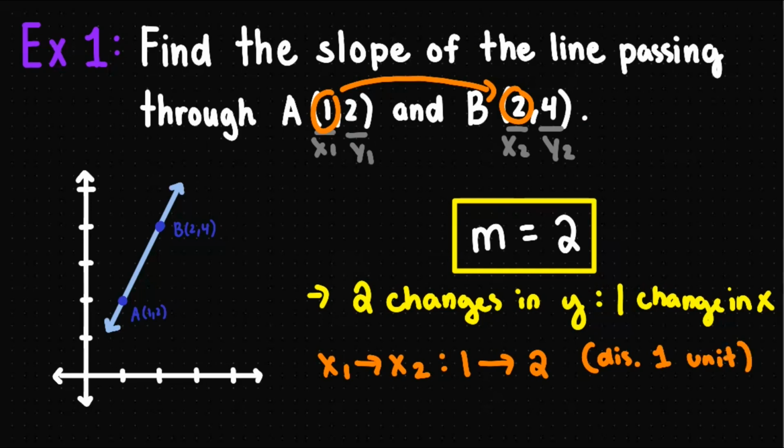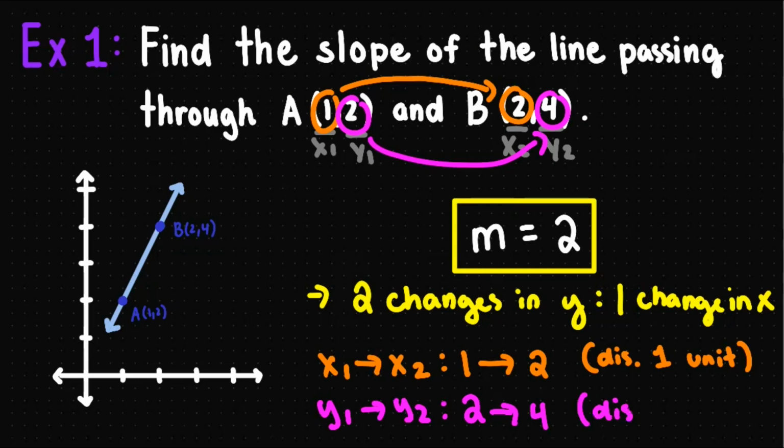On the other hand, from y sub 1 to y sub 2, then we have y sub 1 to y sub 2. So we have here 2 goes to 4. So the distance of this is 2 units. So as you can see here, the change in x, that is only 1, is equal to 2 changes in y. So something like that. So that is how the slope is represented, or that is the significance of the slope.